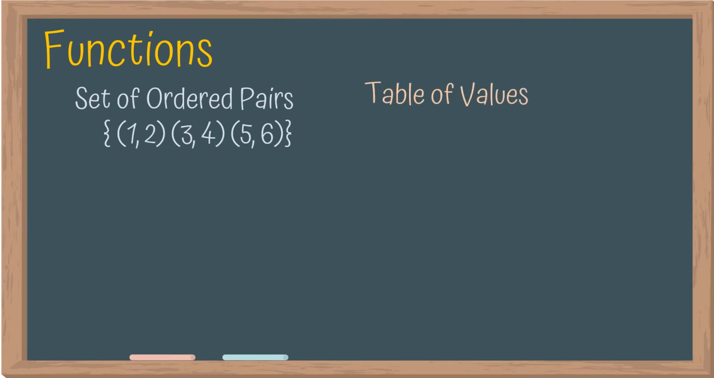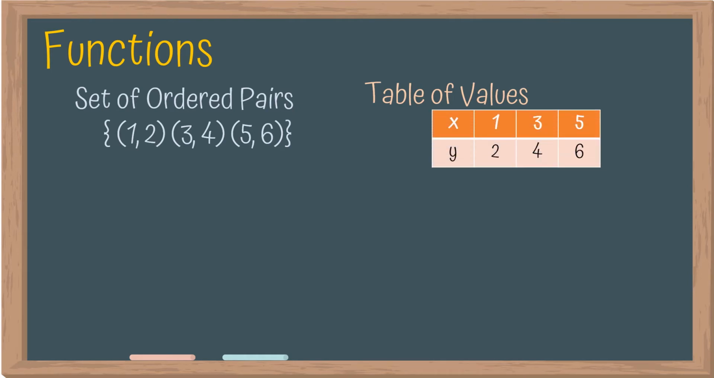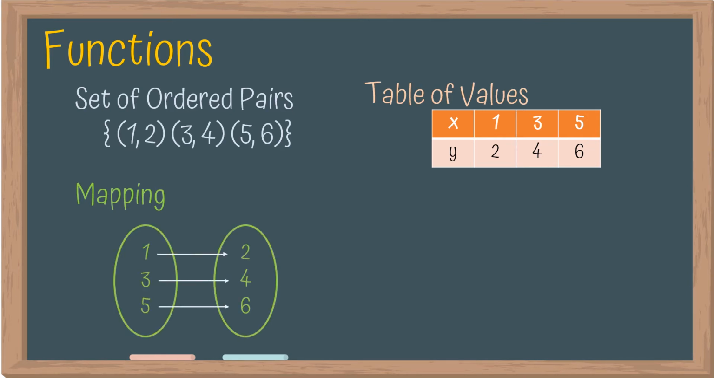Next, we can also describe a function by a table of values. So we have here rows with the x values with its corresponding row for the y values. Next, we can also describe a function by mapping. So by mapping, you can see here on the left side, our domain or the x values, and on the right side, our range or the y values. So the arrows here indicate the relationship between the elements of the domain with the elements in the range.